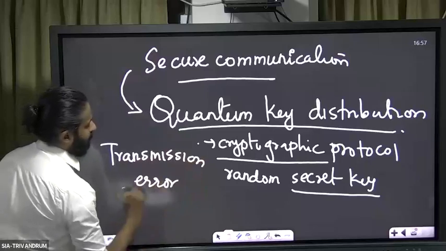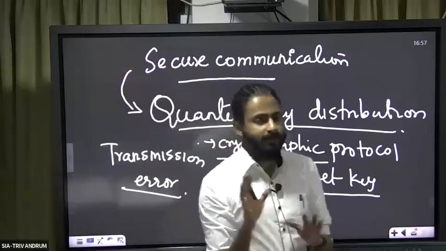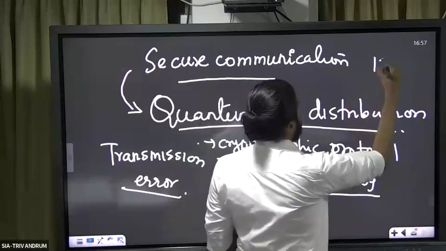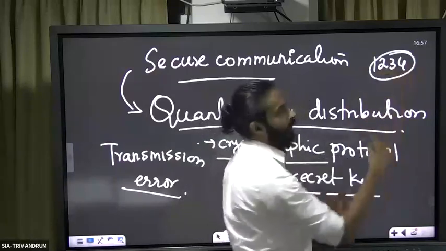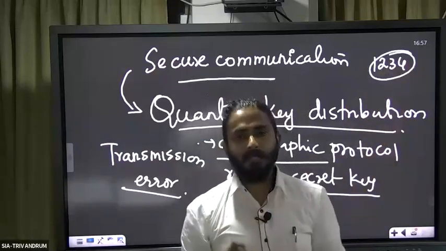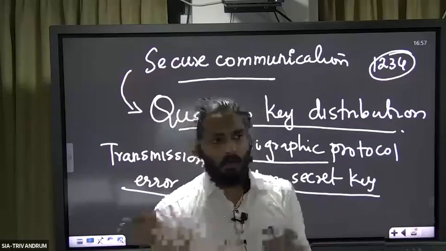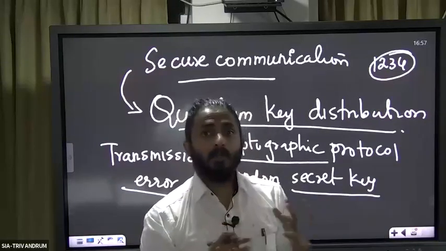So what is this transmission error? Suppose I'll give you one small example. Suppose you are entering a password 1234. You are doing a bank transaction and you are entering a password 1234. Somebody, a third party, is there who is trying to read this message.